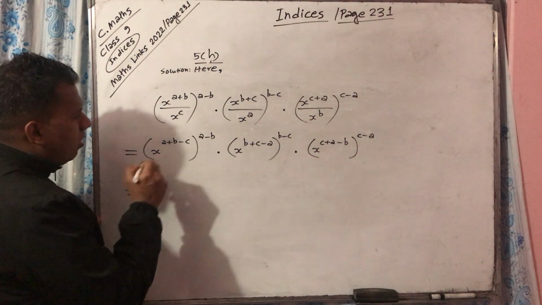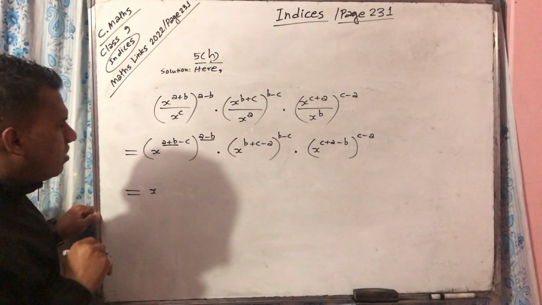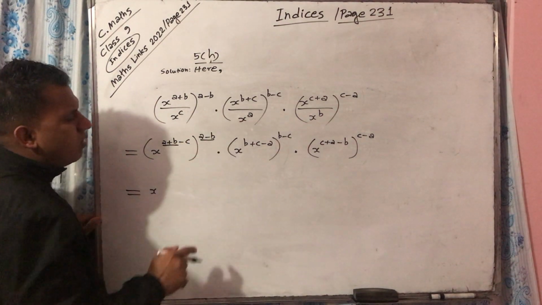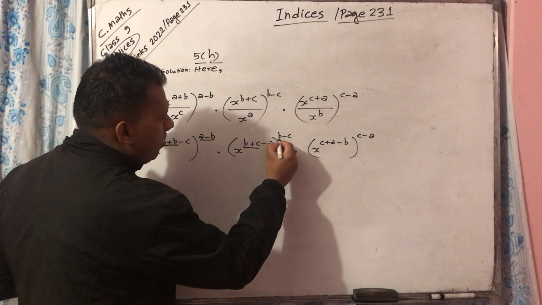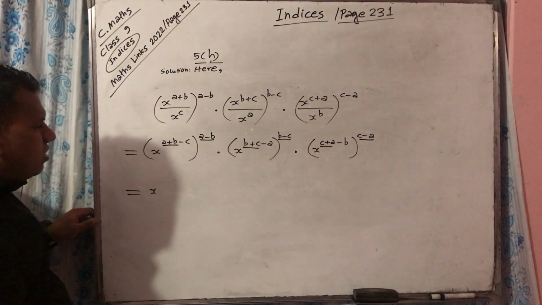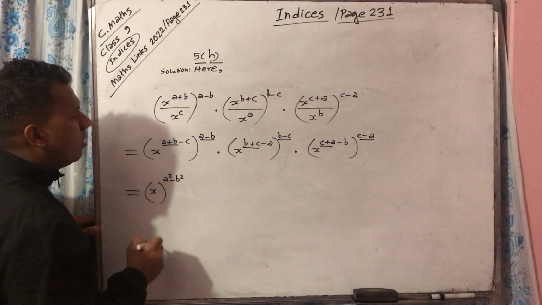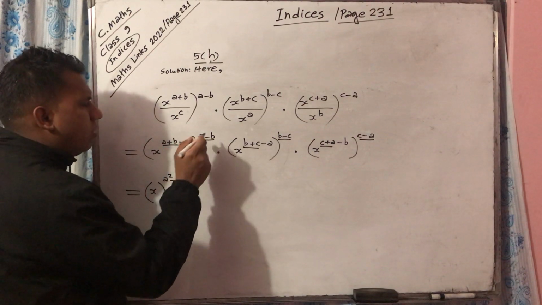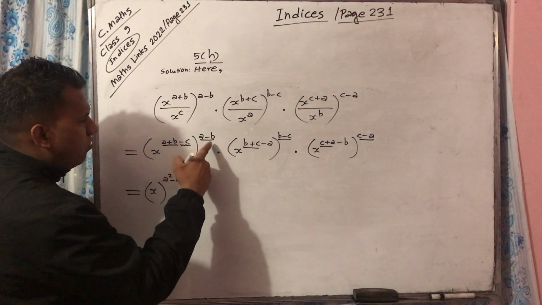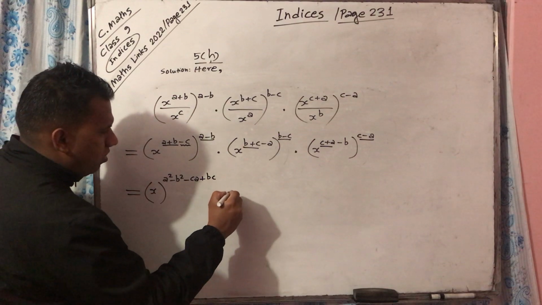So multiplication: a plus b multiplied with a minus b. Here partially we can use the formula of a square minus b square. A plus b, a minus b, a square minus b square. Similarly, b plus c, b minus c, b square minus c square. C plus a, c minus a, it makes c square minus a square. So x to the power a square minus b square. Now minus c multiplied with a minus b: minus c times a is minus ca, minus c times minus b is plus bc.